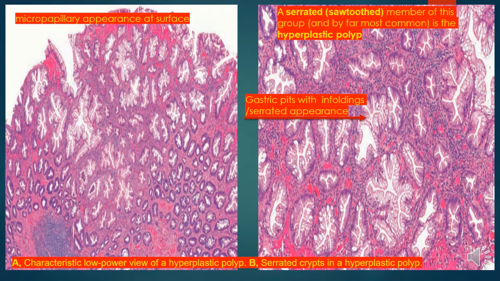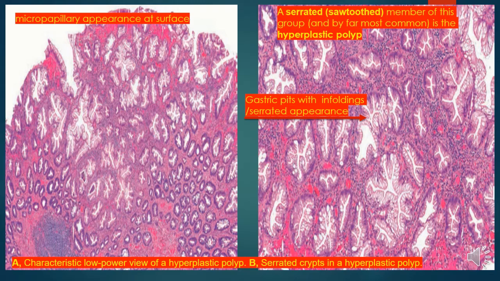If they are pedunculated, large, and located specifically in the right colon, then one must be suspicious for some other group like the sessile serrated polyps. Microscopically, the glands are elongated and show intraluminal infoldings. These infoldings give rise to a sawtooth configuration, the serrated one. That's what is named serrated.